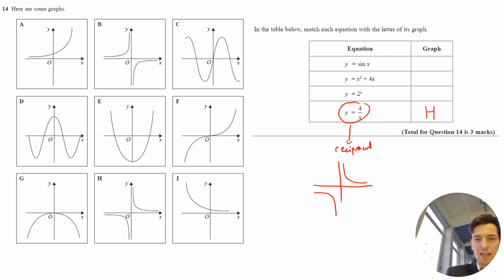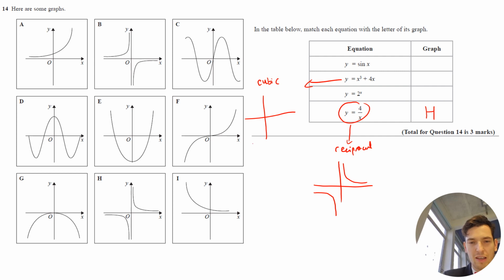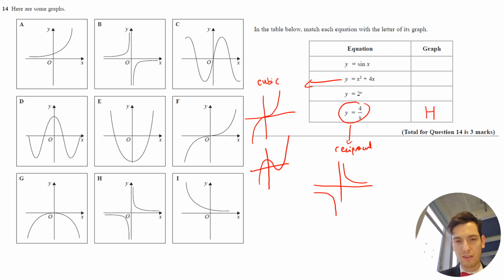And the other one that we've done is the second one. This is a cubic graph because I've got the x cubed, positive cubic. And I think this one looks like this, or it could look like this as well. So which is the one that looks like that? Well, that is F. But the other two we haven't really done.